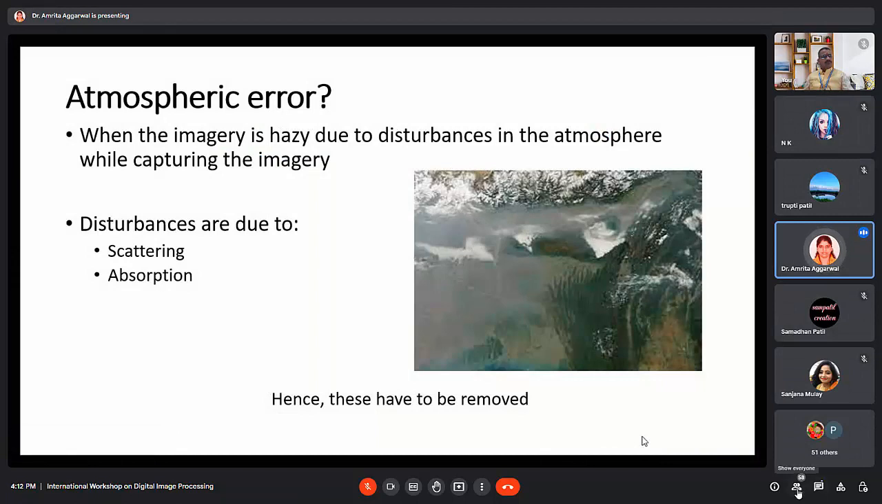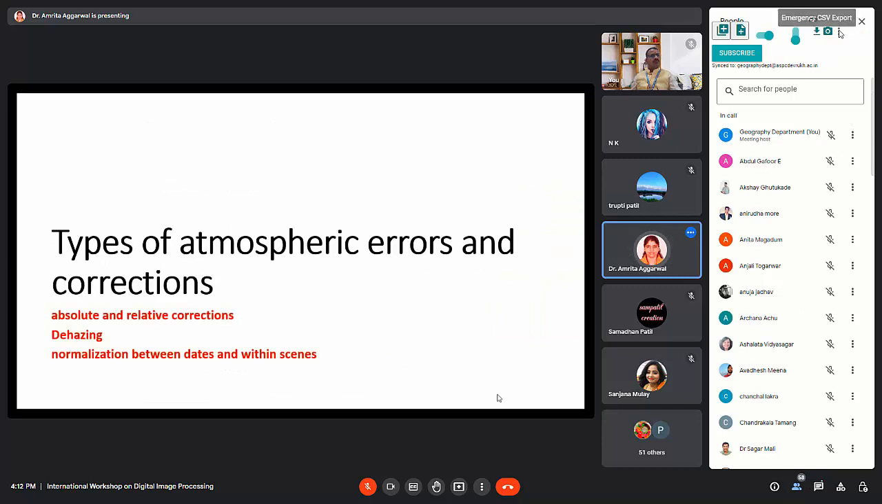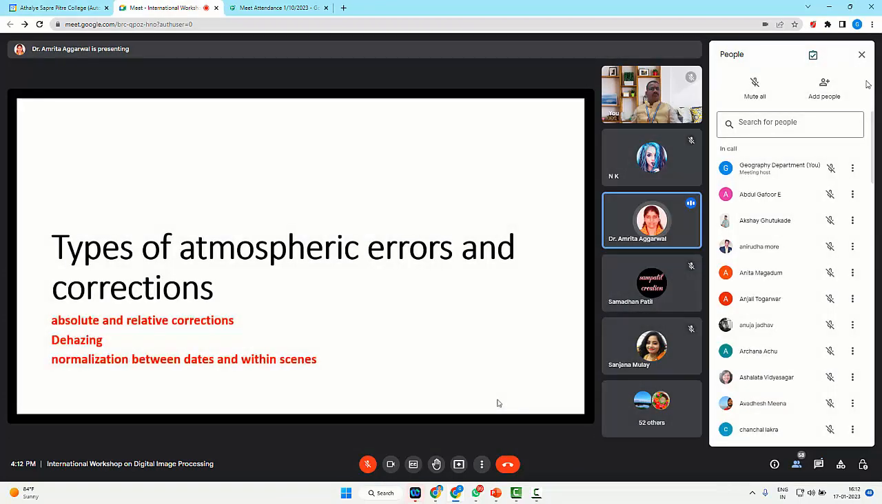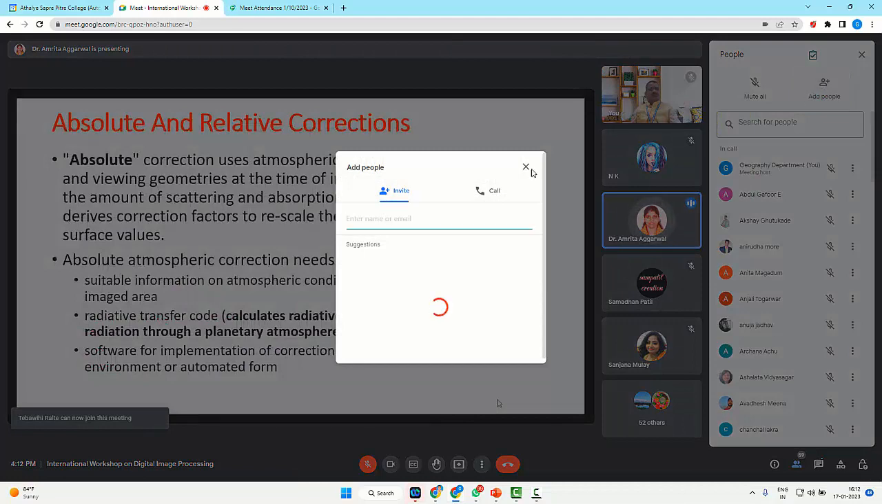Now when that happens, you have to clear the haze. How do you clear the haze? So let us understand the three types of errors first, and the ways to remove them. The first one is absolute and relative corrections. So in absolute corrections, what do we do? We use atmospheric conditions and illumination.